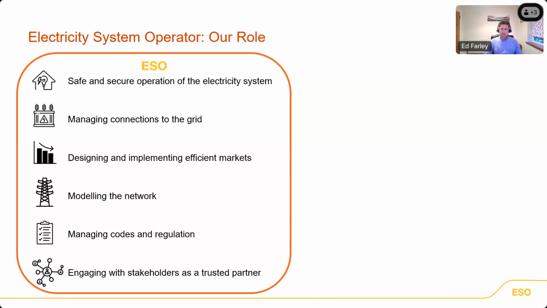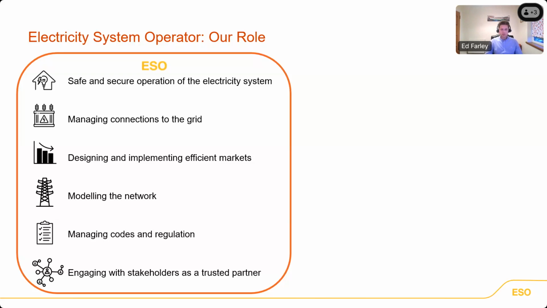We manage the connections process to the grid, so quite a hot topic in the last few years in GB, with significant growth in renewable generation, storage, new technologies wanting to connect to the grid. So we're doing a lot of work in the space on how we can accelerate connections as quickly as possible. My speciality, where I work in the ESO, is on designing and implementing efficient markets. So we have various teams across markets that look at short-term reforms to ancillary services, all the way through to longer-term, more substantial reforms, such as the current review of electricity market arrangements, which is ongoing with government and Ofgem.